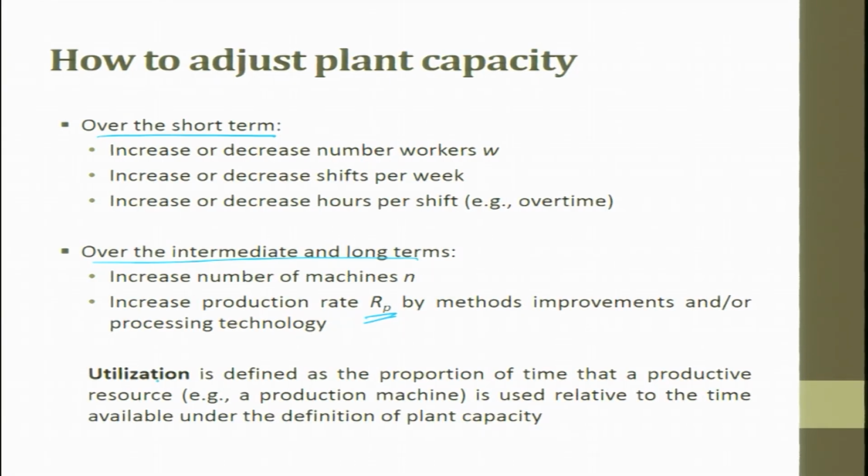Availability is different, and utilization is different. Utilization is defined as the proportion of time that a productive resource, a machine, is used relative to the time available under the definition of plant capacity.